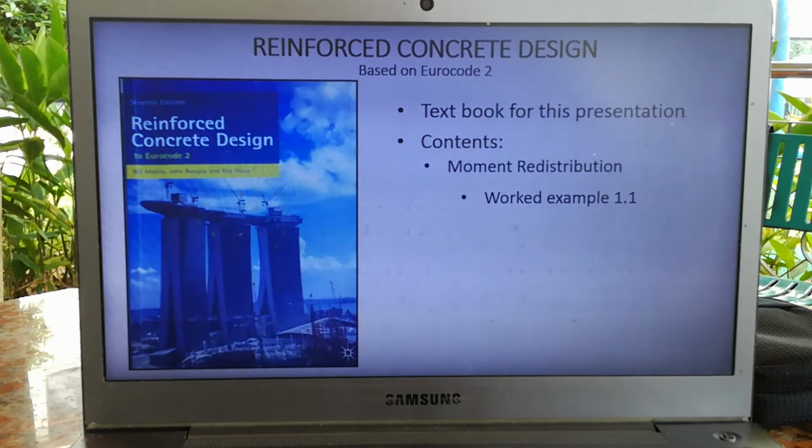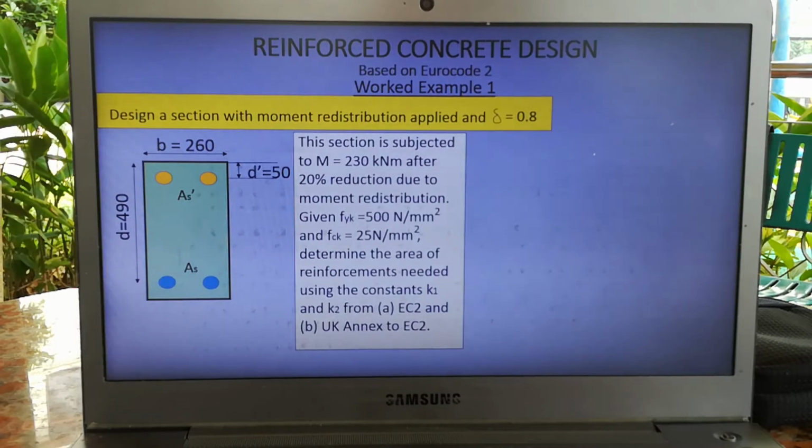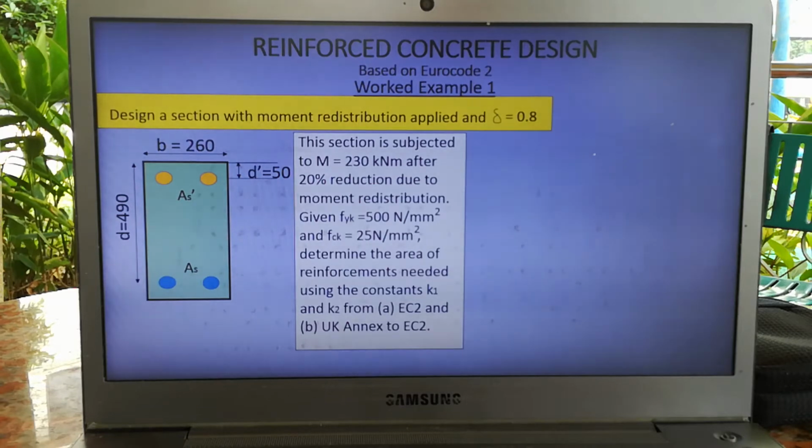Work example. Here's the question. Design a section with moment redistribution applied and delta equals 0.8. This section is subjected to M equals 230 kNm after 20% reduction due to moment redistribution. Given fyk, which is the strength of steel, equals 500 Newton per mm square, and fck, which is the cylindrical concrete strength, equals 25 Newton per mm square, determine the area of reinforcement needed using the constants K1 and K2 from A, EC2, and B, UK annex to EC2.